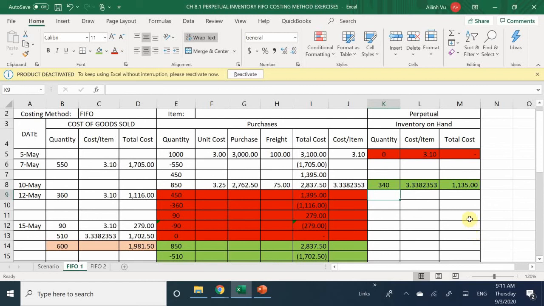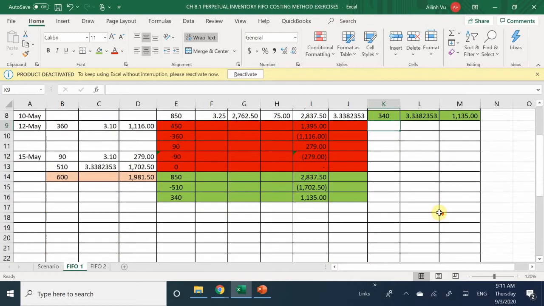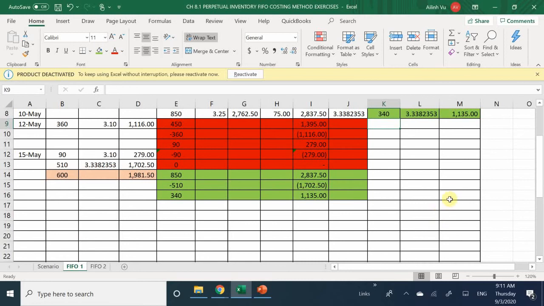And did I get my correct number? Yes, I did. I got 1135. Okay.